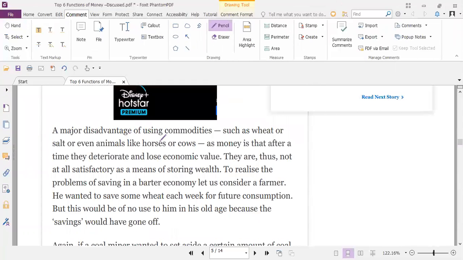A major disadvantage of using commodities such as wheat or salt, or even animals like horses or cows, as money is that after a time they deteriorate and lose economic value. What is the major disadvantage of using commodities as store of value? When you use commodities to store value, say wheat or salt or even animals like horses or cows, what happens? They deteriorate with time, right?